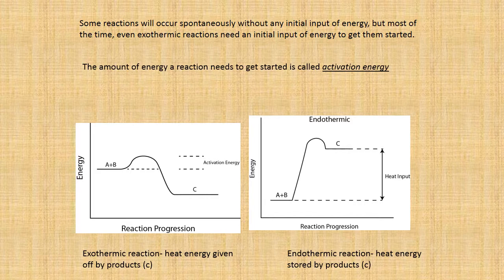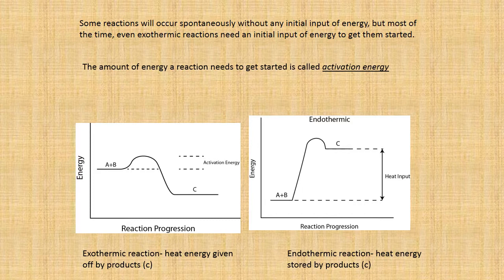Some reactions will occur spontaneously without any input of energy because the bonds holding the reactants together are unstable. But most of the time, even in exothermic reactions, an initial input of energy is needed to get them started. The amount of energy needed to start a reaction is called its activation energy. Looking at the pictures, the y-axis or the vertical axis shows how much energy is in the reacting compounds, and the x-axis or the horizontal one shows the progress of the reaction, basically time passing. If you follow the line, you can see the energy as it rises and falls.